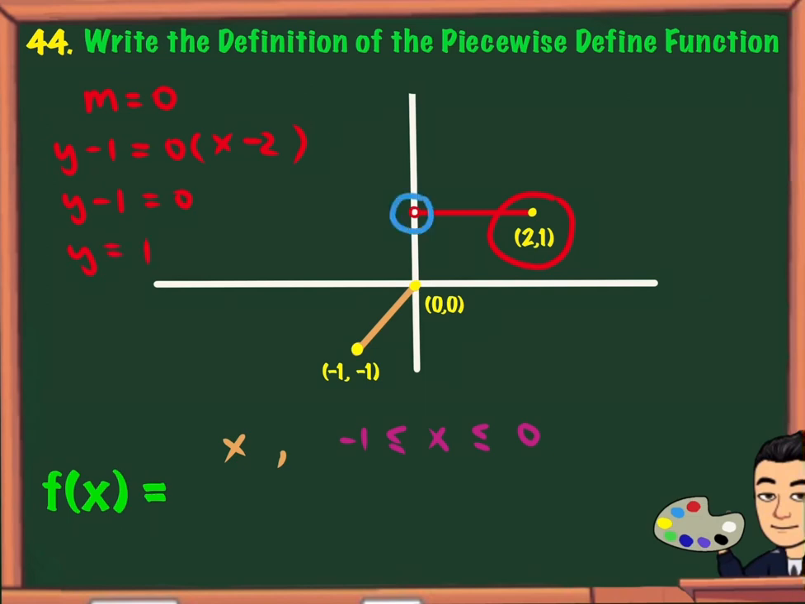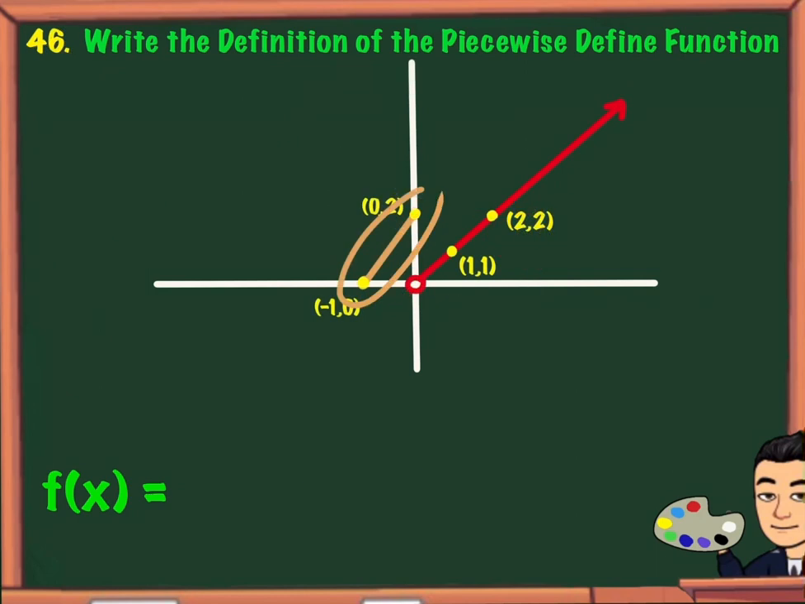You see that this function starts from this point, and this is an open circle where x equals to 0 and ended at x equals to 2 with a closed circle. So the second function, you're going to write it as f of x equals to 1, comma, the interval is going to be 0 less than x less than or equal to positive 2. And this is your definition.